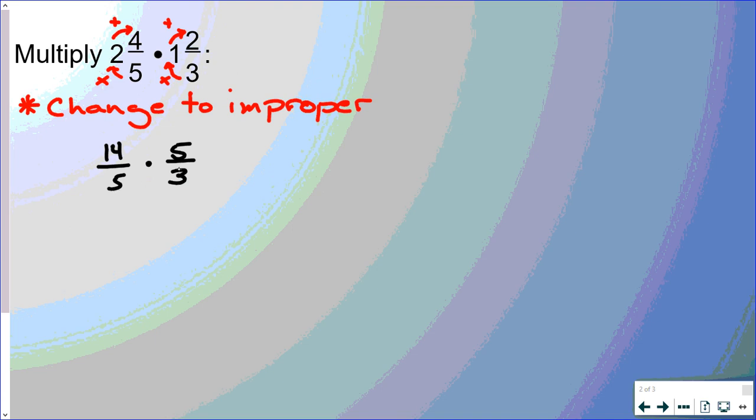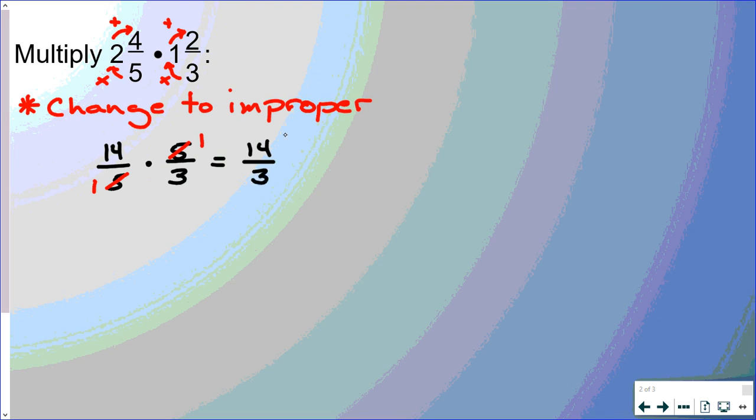All right, so thinking back to method 2 from the last slide, check your diagonals to see if there's any common factors. 3 and 14 only have a common factor of 1, so that doesn't help me. But 5 and 5 have a common factor of 5. So I can divide each of these by 5. That becomes 1. That becomes 1. And now I multiply straight across. 14 times 1 is 14. 1 times 3 is 3.